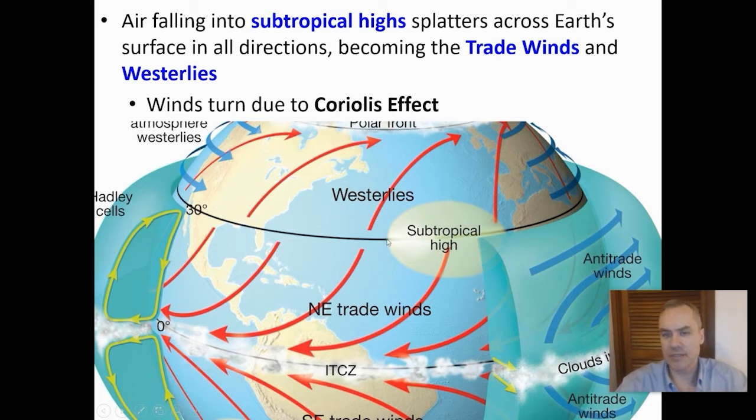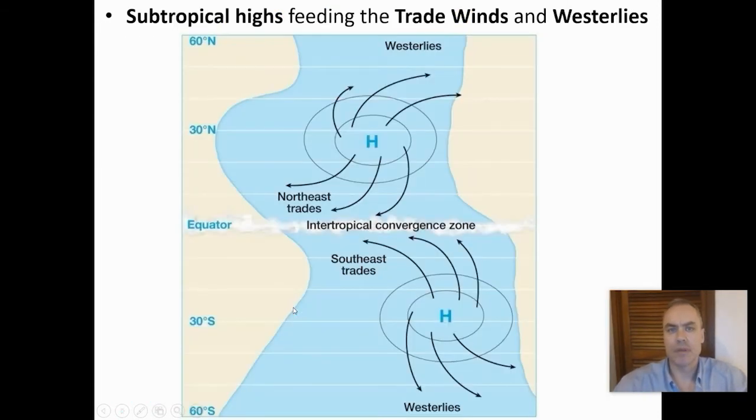They're just highs to lows. They're shooting out of the subtropical highs towards the polar low up here. The polar front is a low. And they're turning along the way because of the Coriolis effect. Here's another view, subtropical highs. Here's the westerlies shooting out, turning to the right with the Coriolis. The trade winds, same thing, southern hemisphere, except to the left.